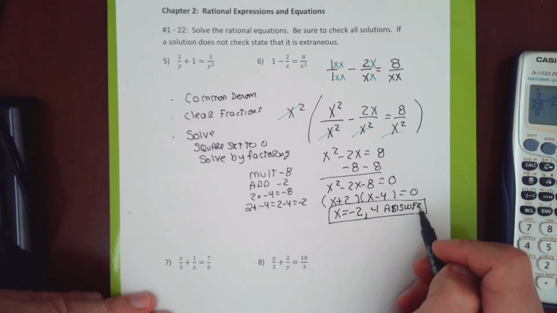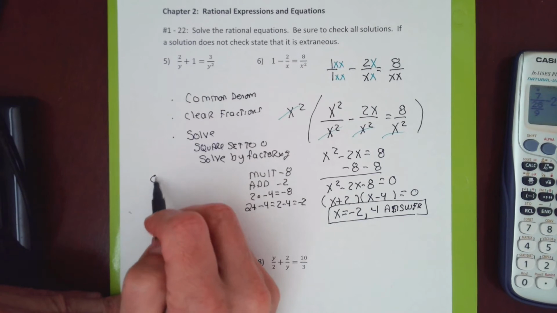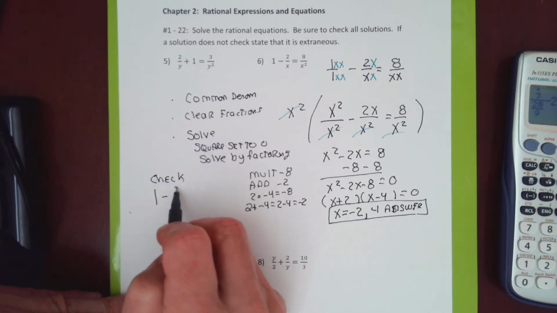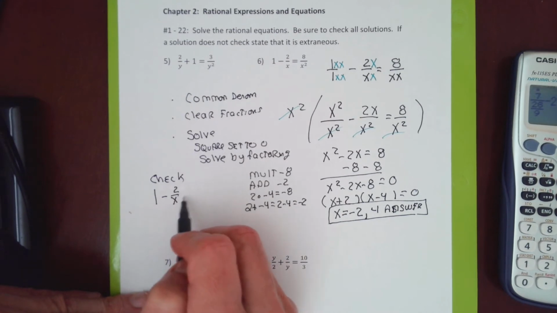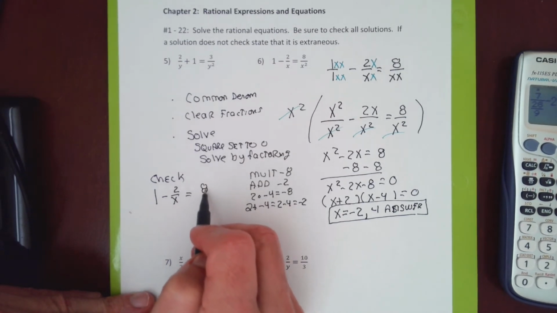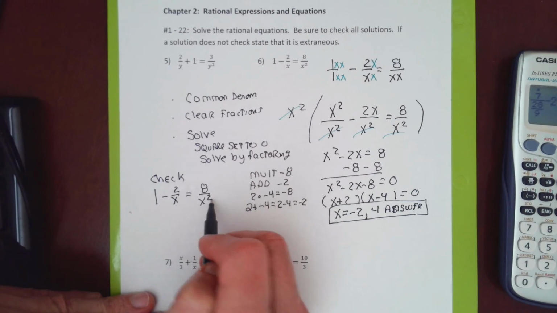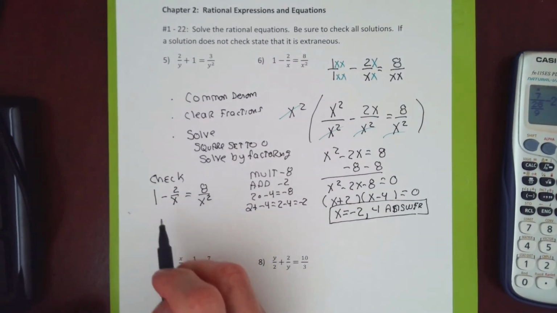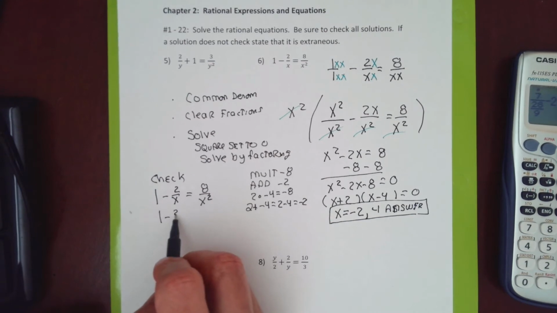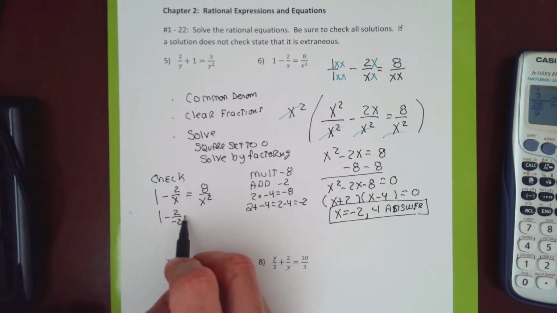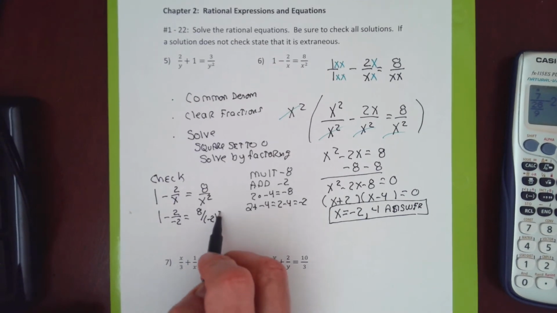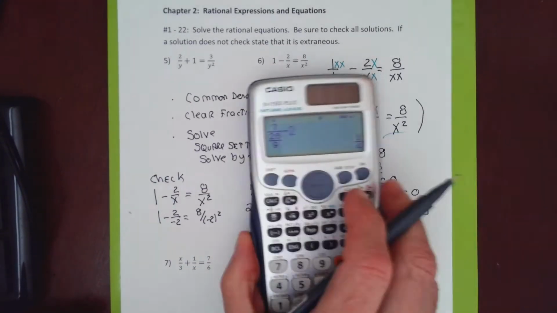Realistically, if I don't make a math error, the only way an answer is not going to check is if when I plug it in, it makes one or more of the denominators 0, and those solutions can't be included in my answer. First, I'm going to check negative 2. I'm going to go 1 minus 2 over negative 2 and see if that equals 8 over negative 2 squared. That's easy to check by hand, but why do it?